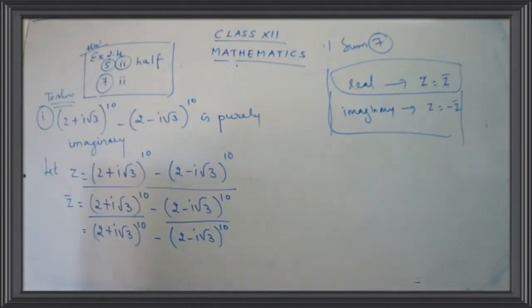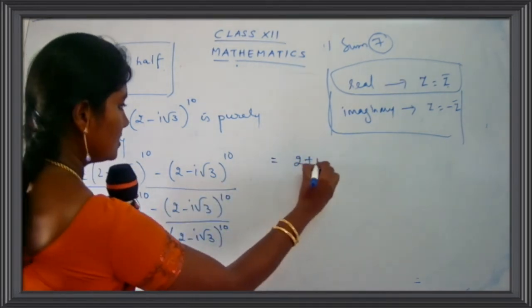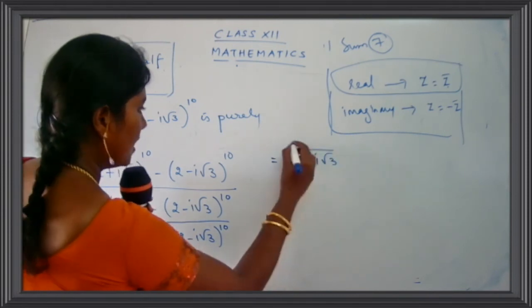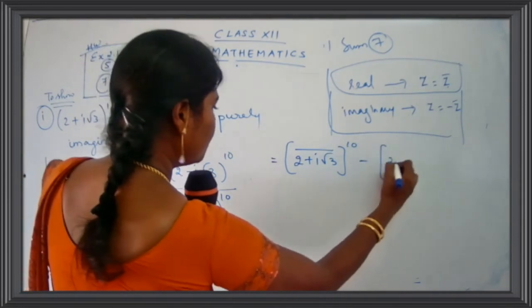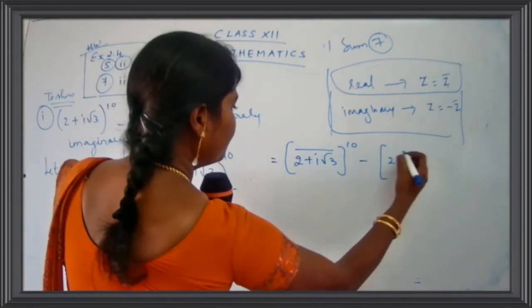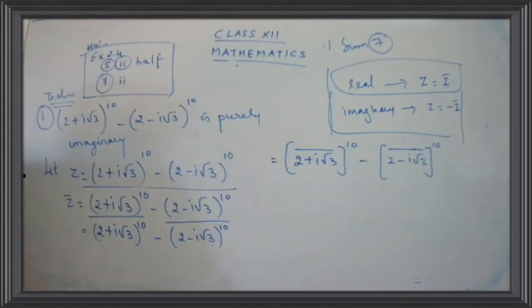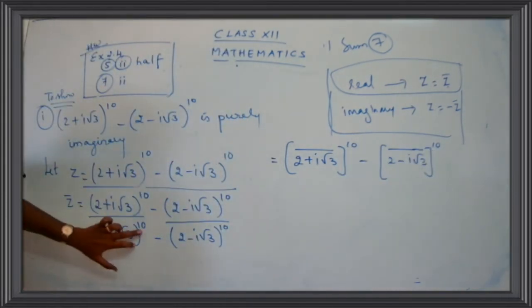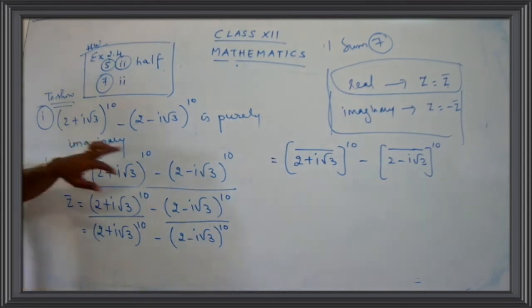So this is equal to (2 + i√3) bar the whole raised to 10 minus (2 − i√3) bar the whole raised to 10. I have just changed the position of 10 and bar. That's all. I hope you are clear with the next step, children. Okay, good.